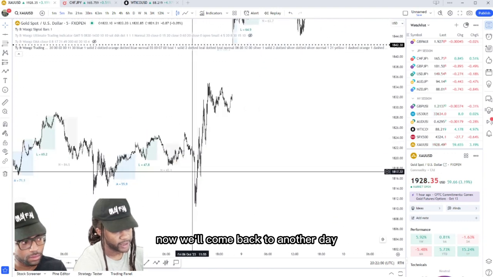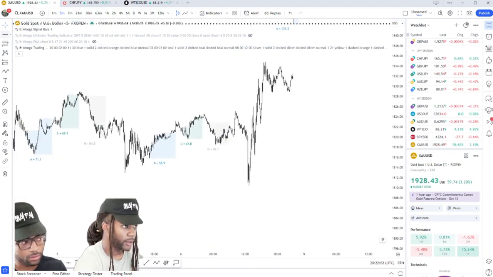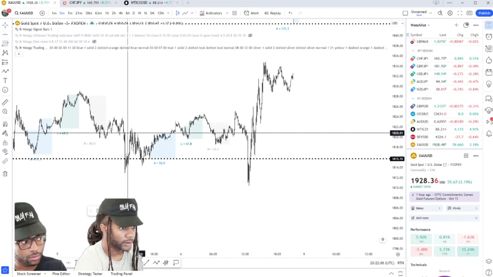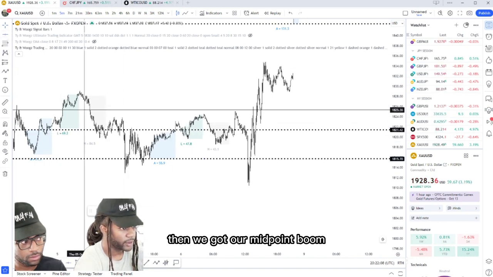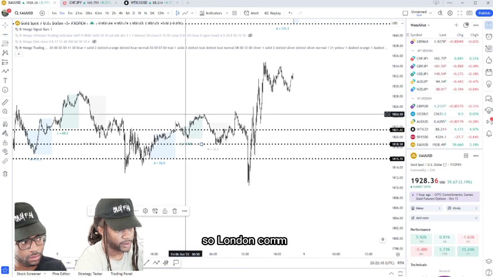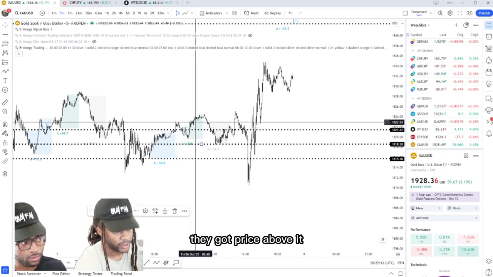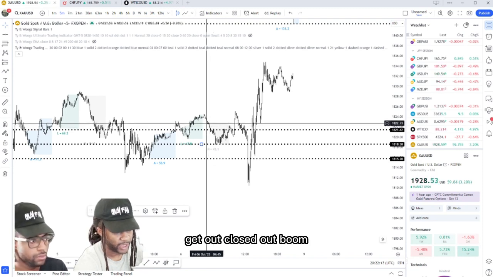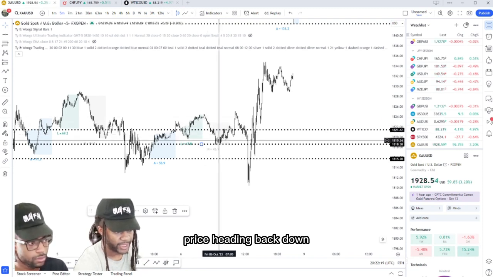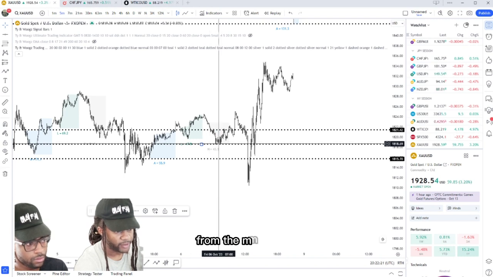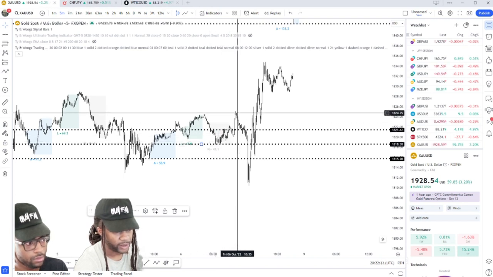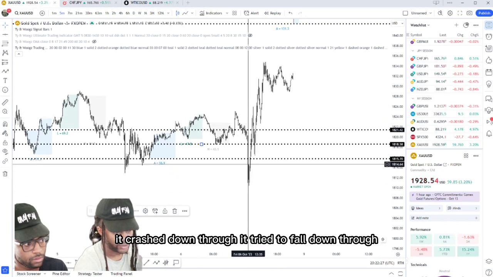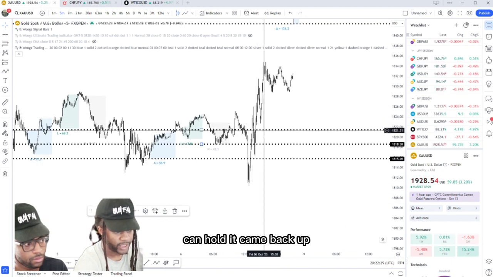Now we'll come back to another day. We got our low, we got our high, then we got our midpoint. Boom. So London comes, they got price above it. You click, take the buy, it'll close you out. You get out, closed out. Boom. Price heading back down, so it's heading to the middle line. From the middle line, it tries to bounce back up. It's above it. It can't hold it. It crashed down through. It tried to fall down through. Couldn't hold it. Came back up.